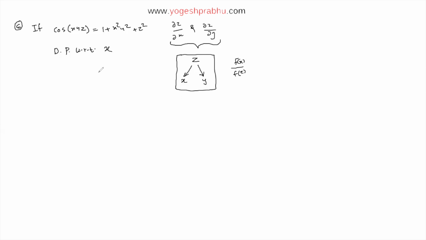Now, understand when I say Z depends on X and Y, it is like Z has X in it. Z is made up of X and Y. That's what they're trying to say.